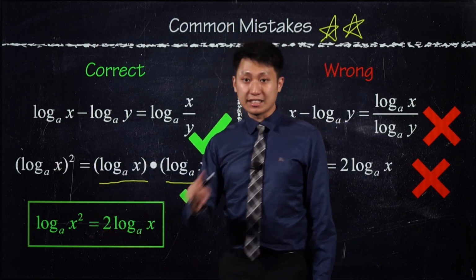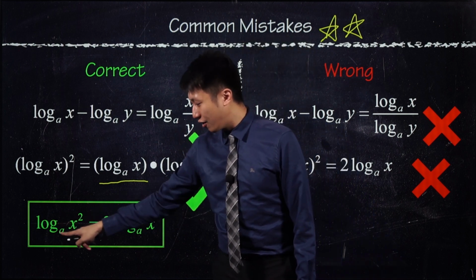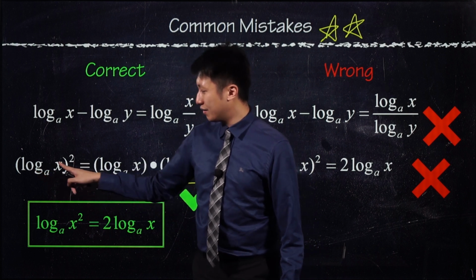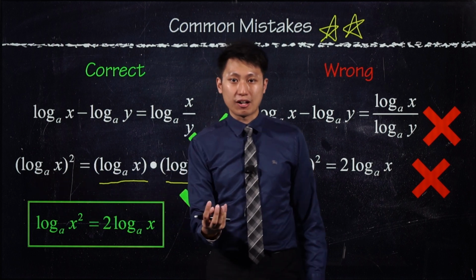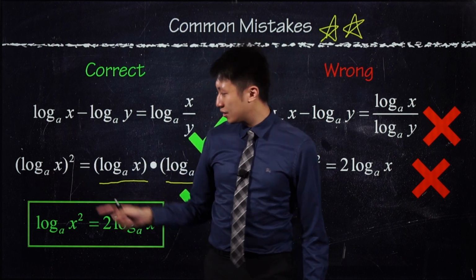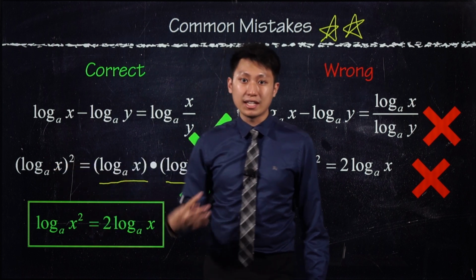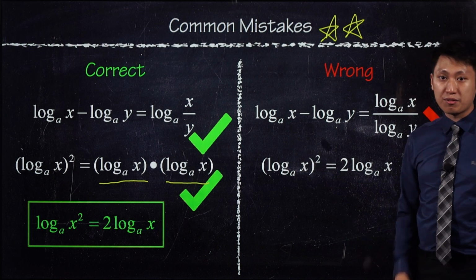Let's say x is 3. So this one will be log a 9. But this is log a 3, then after you get the answer from your calculator, you square the answer. So they are totally different. One is you square first, one is you square after taking log. That's totally different. Just be careful about this.